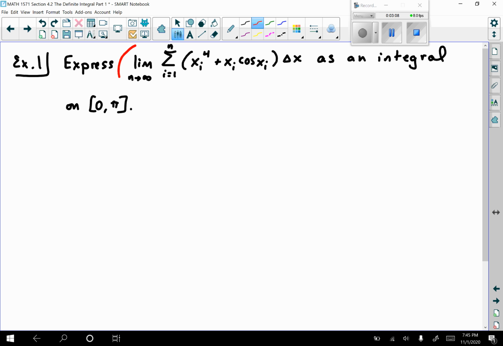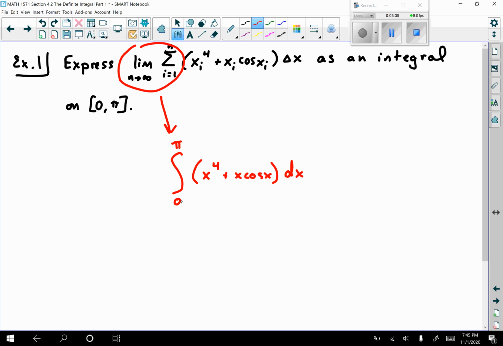All right, remember, it's this whole part here, which is just going to turn into the integral. What interval are we on? We're on 0 to pi, so we're going to write this as 0 to pi. And then we just lose all the little sub i's here. So our function is x to the 4th plus x times cosine x. And then the delta x simply becomes the dx. And that's all there is to rewriting it.